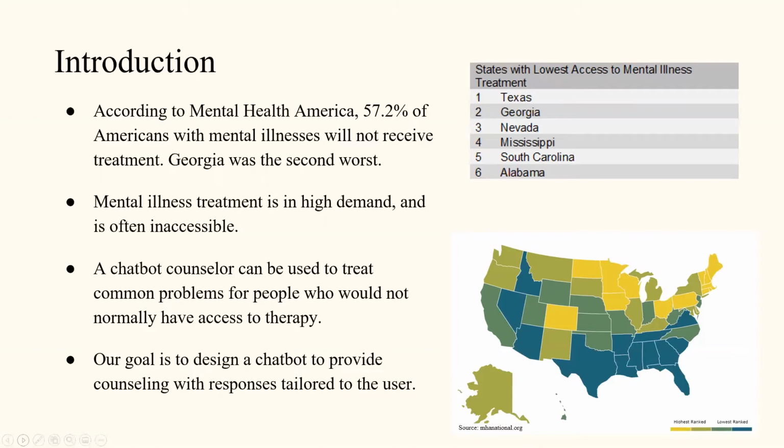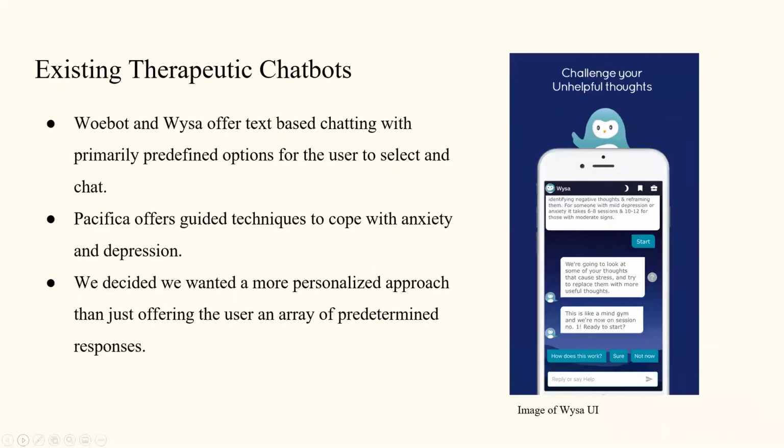So we did some research on some applications on the market. Woebot and Wysa are two really popular ones. Wysa is pictured on the right here, and Pacifica is another popular mental illness app where they provide guided techniques like meditation to help people cope with anxiety and depression. We felt like these apps did a really good job, but we didn't feel like they were very personalized because a lot of the chatbots only allowed predetermined responses, and they were just general. They were just for everyone. It wasn't specific to the user.